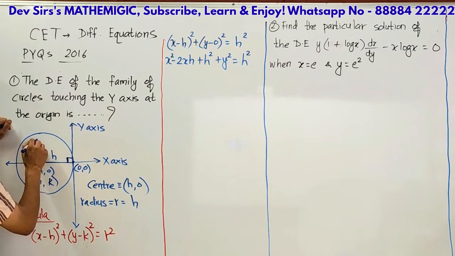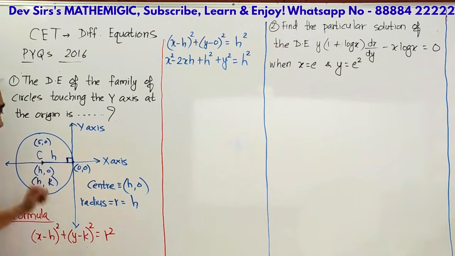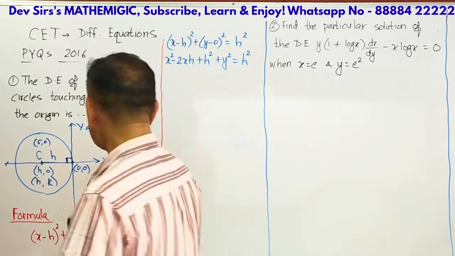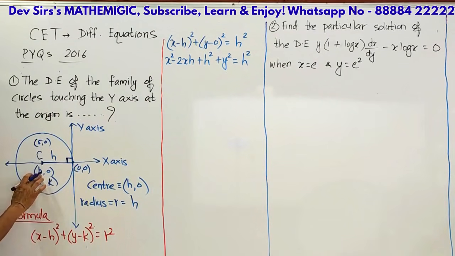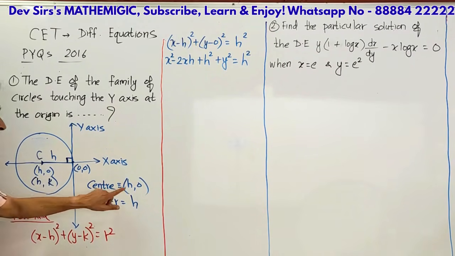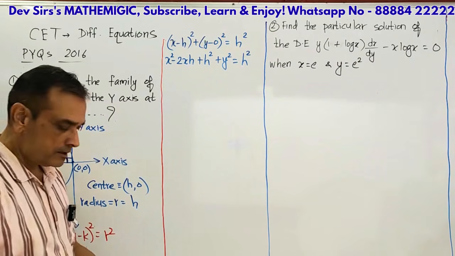Supposing if the center is 5, 0, this distance is 5, coordinate geometry of 10th standard. So radius becomes h, x coordinate is h. Okay, so two things are important here. Center is h, 0, radius r is h, right?